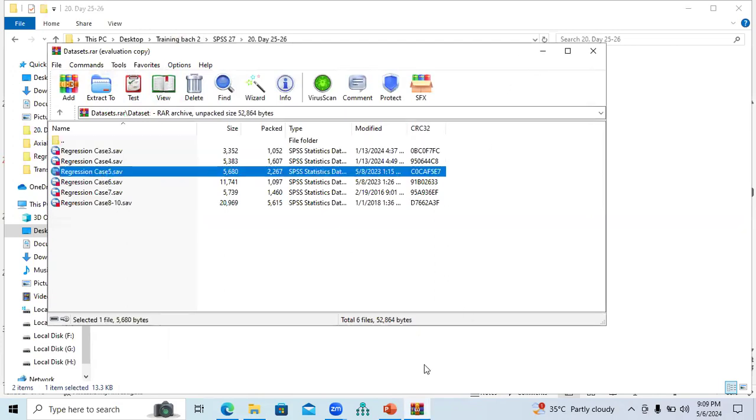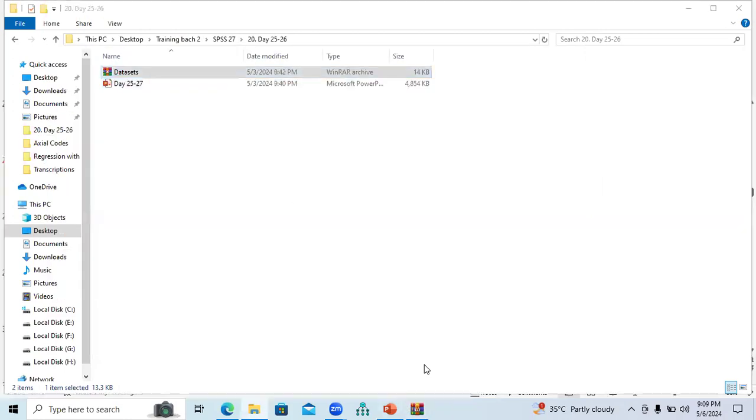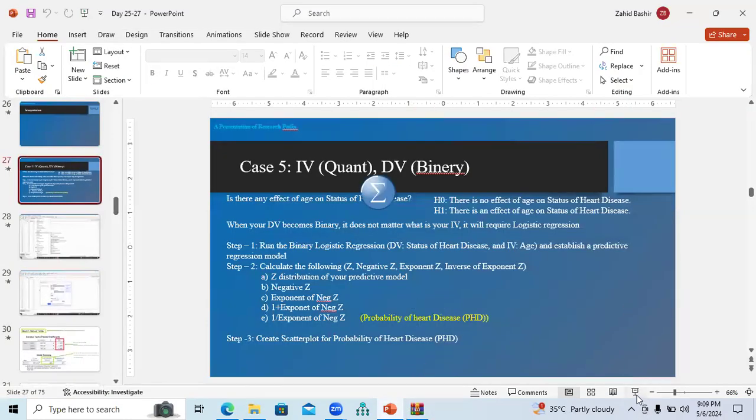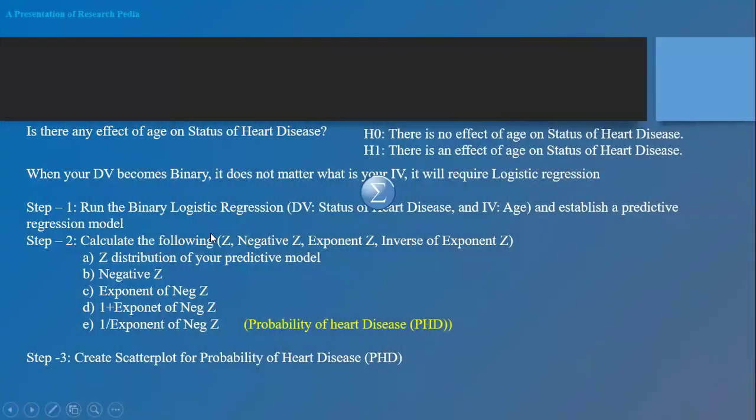So let us discuss. Meanwhile, the software is opening, we can discuss the detail of this data set. We are interested to know, is there any effect of age on status of heart disease? So we are interested to know whether there is a heart disease or whether there is no heart disease. So your DV becomes binary. It does not matter what your IV is. It will require logistic regression, or simply binary logistic regression, when your dependent variable is coded with 0 and 1.